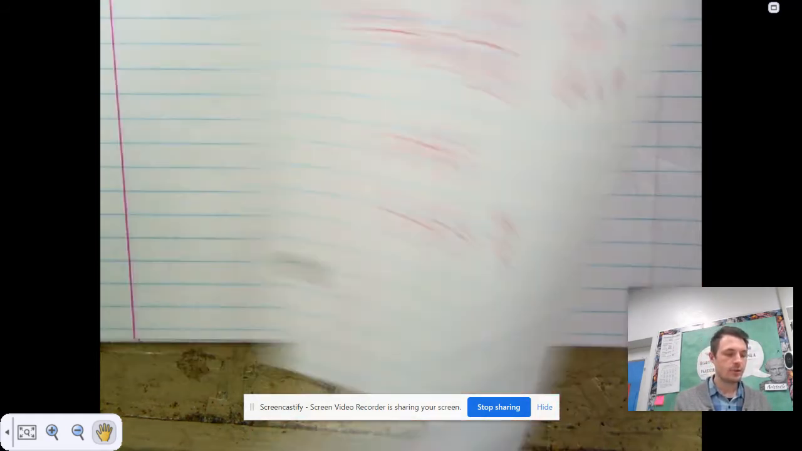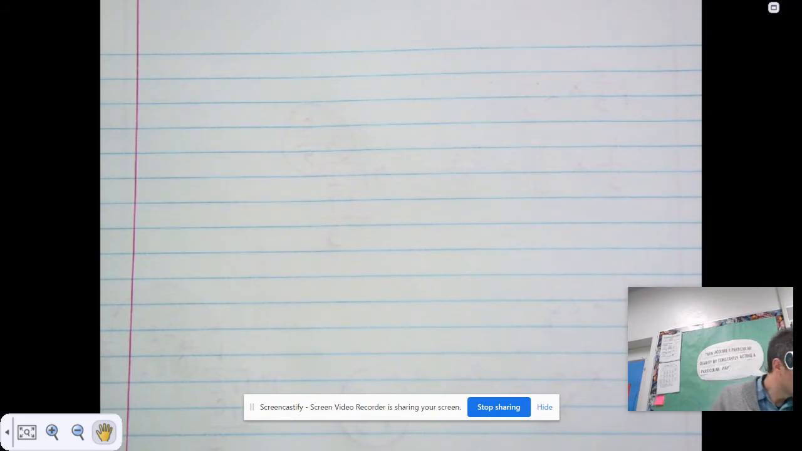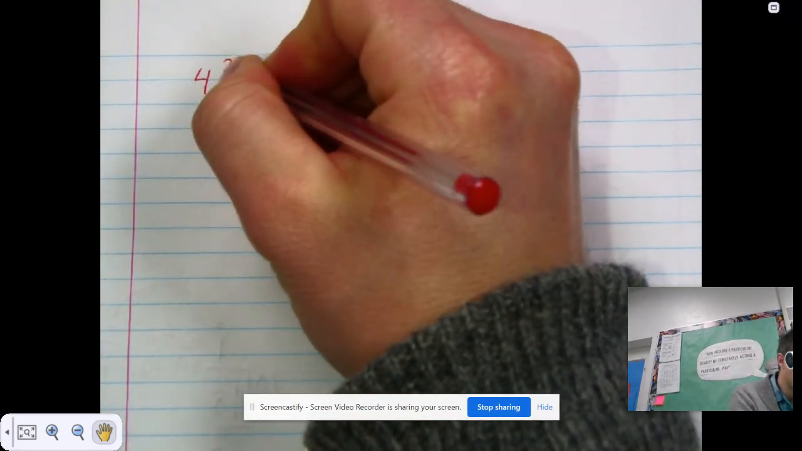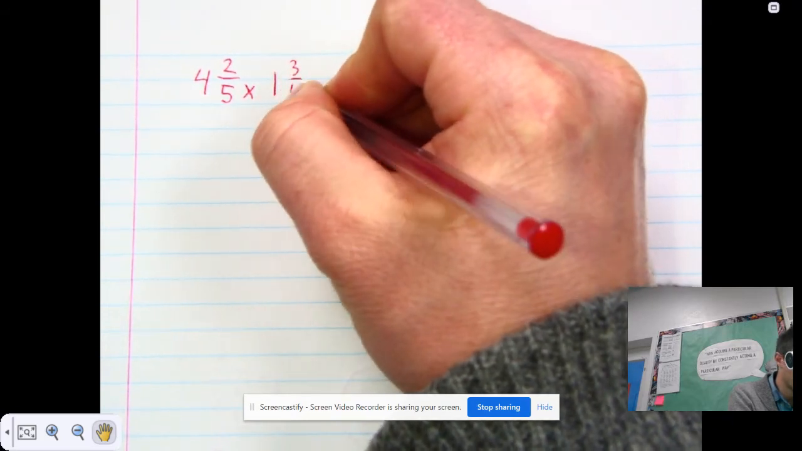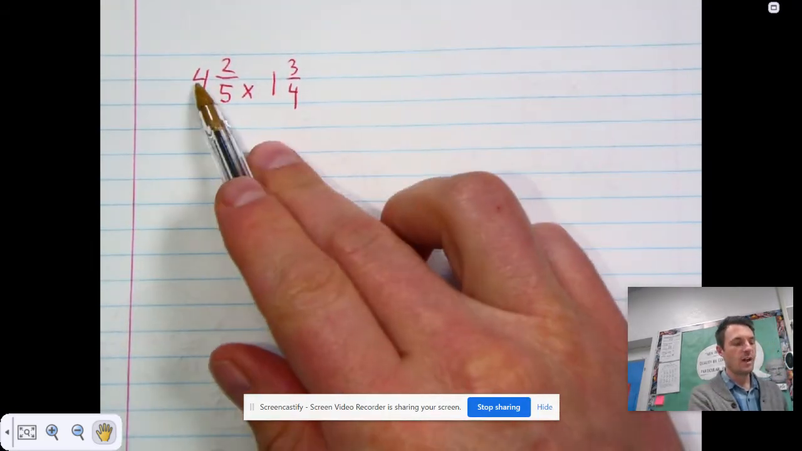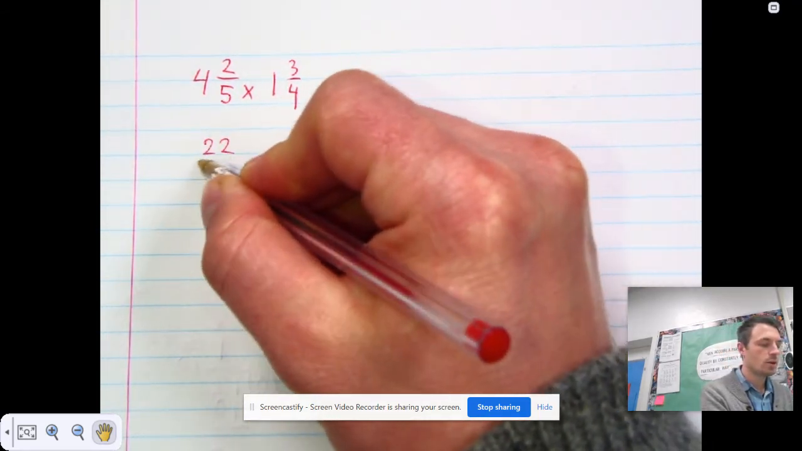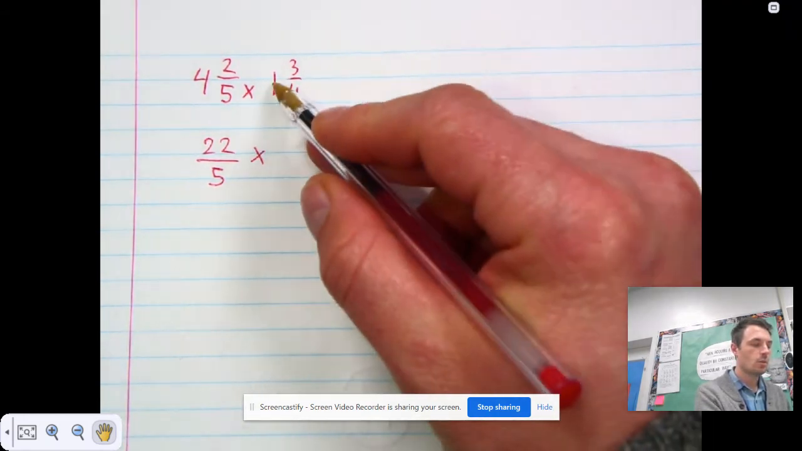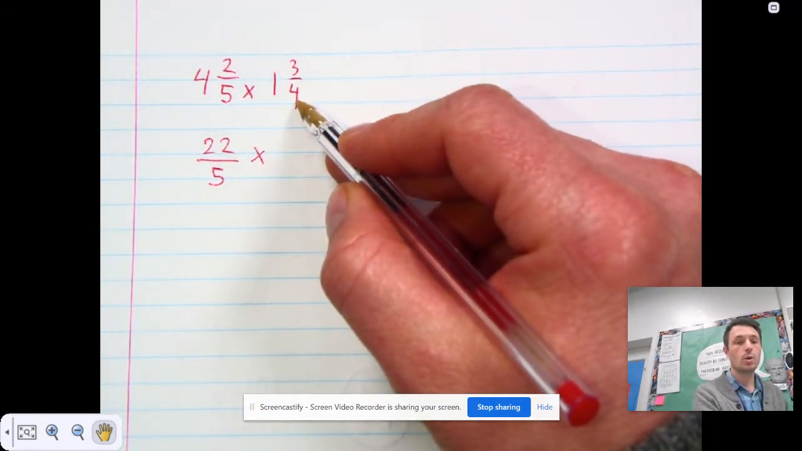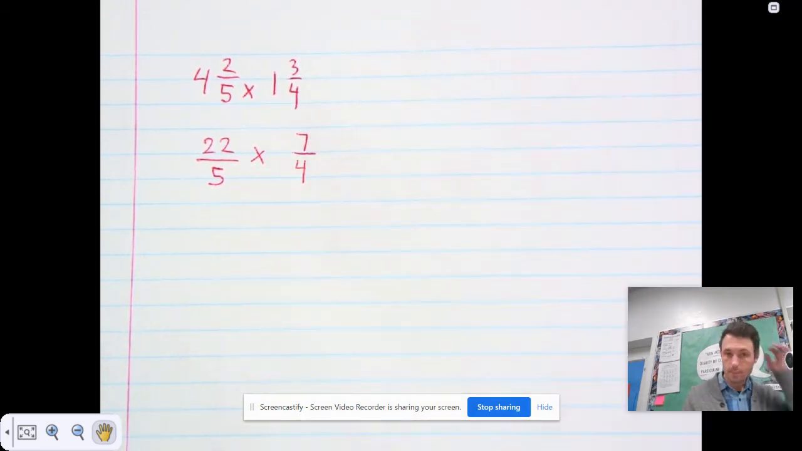Let's do a few more examples together. I'm going to turn this page over. Let's do 4 and 2/5 times 1 and 3/4. We multiply 4 times 5, that's 20, plus 2 is 22. The denominator 5 stays the same. Times 1 times 4 is 4, plus 3 is 7. The denominator 4 stays the same.